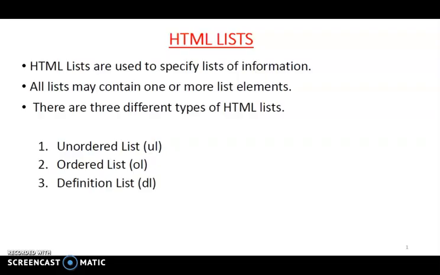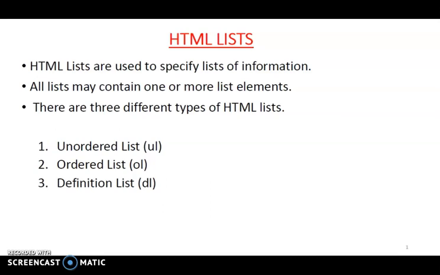Now see, your first topic is HTML list. Now what is the meaning of HTML list? So the HTML provides the feature that the information is displayed in the form of a list. For specifying the list of items we use different types of lists. All lists may contain one or more list elements.